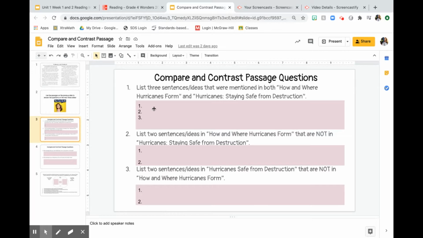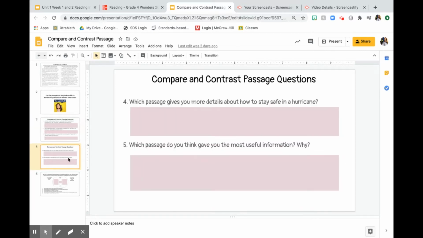So first question is, list 3 sentences or ideas that were mentioned in both. So you're going to find 3 things that they talked about in both passages. Next, you're going to list 2 ideas that were just in how and where hurricanes form, and then you're going to list 2 ideas that were just in hurricanes, safe from destruction. So that's your contrasting part. You're finding what's different.